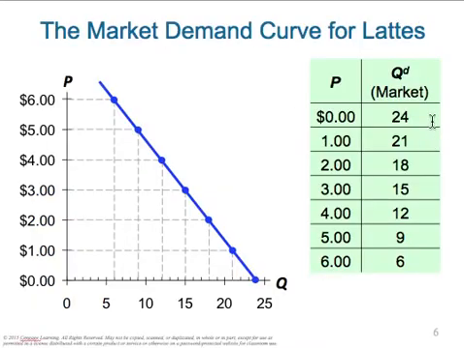So now we look at the sum of the buyers in the market, the consumer sum, the quantity demanded for the market, and we plot it just like we did before. At $6, people want 6. At $1, they want 21, and so on and so forth. Make your dots, connect the points.